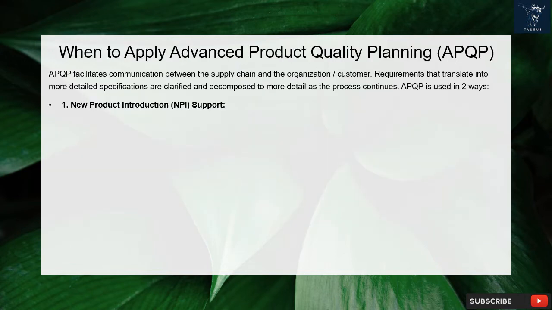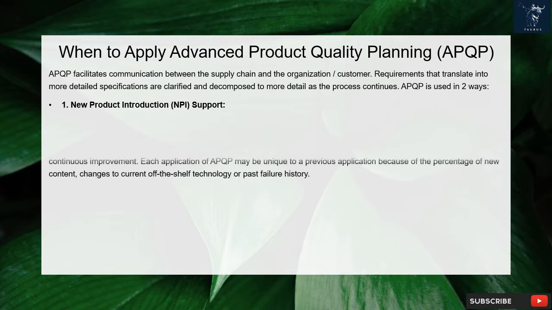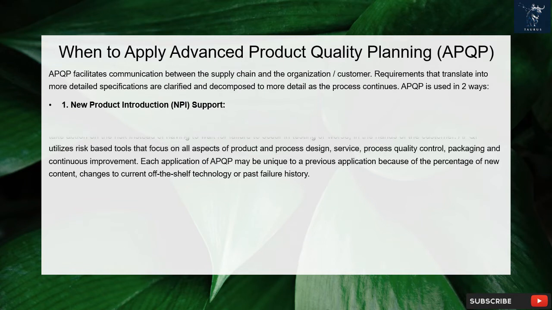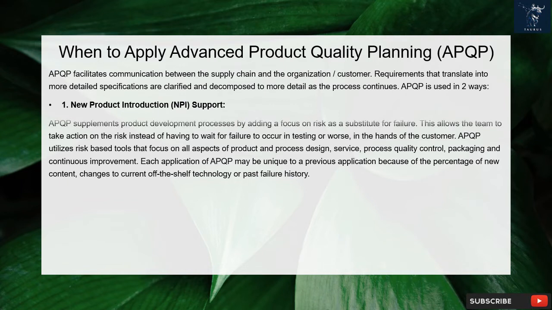When to apply Advanced Product Quality Planning (APQP). APQP facilitates communication between the supply chain and the organization, customer. Requirements that translate into more detailed specifications are clarified and decomposed to more detail as the process continues. APQP is used in two ways. 1. New product introduction, NPI support.